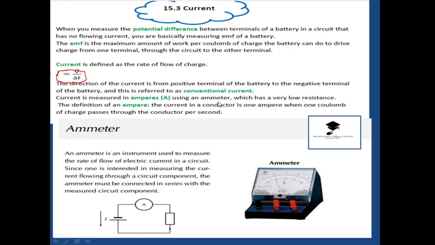Current is measured with an ammeter. EMF is measured with a voltmeter, which must be connected in parallel. Then we have potential difference, which is also measured with a voltmeter.